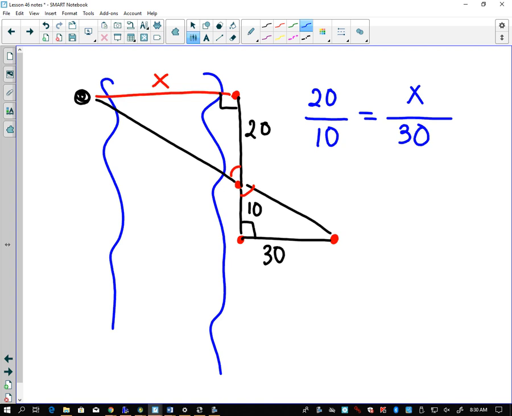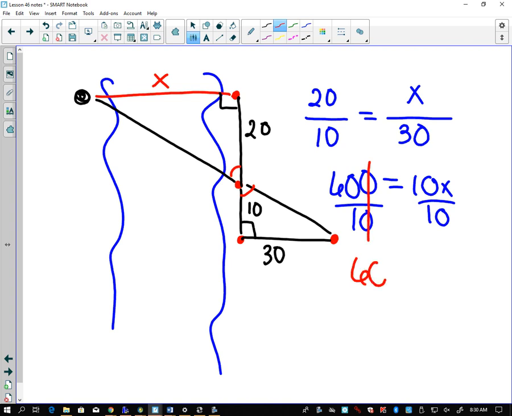Maddie, help me out. What are you going to do to solve for x? 30 times 20, what is that? What's 3 times 2? 6. What's 10 times 10? So we should be at 600, right? So 600 equals 10x. What are we going to do here? Divide by 10. So what do I get? 60 equals x.